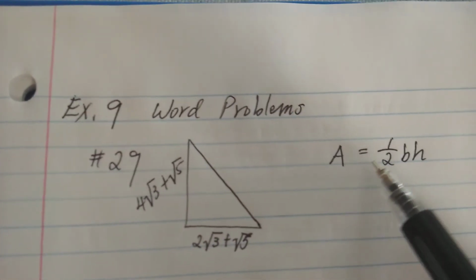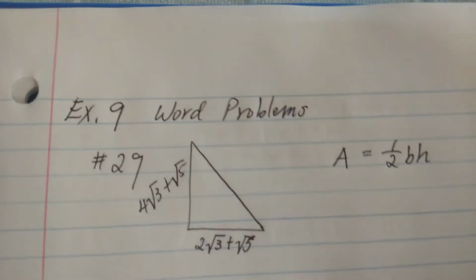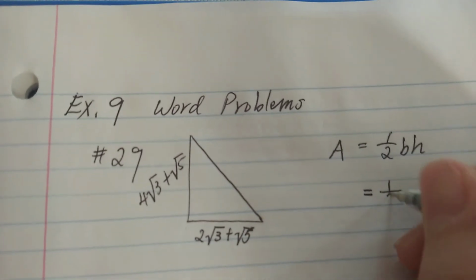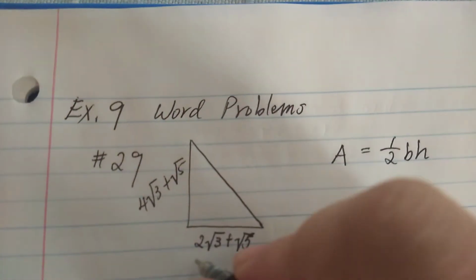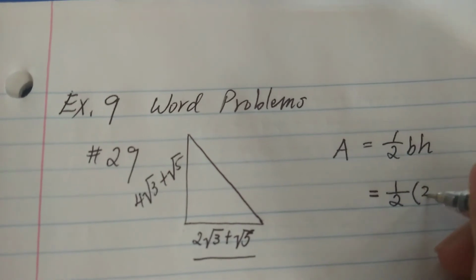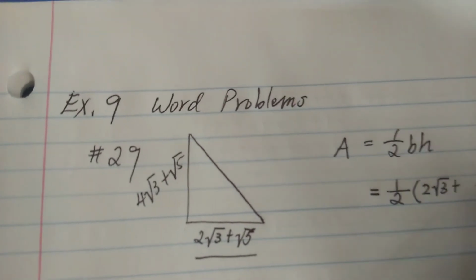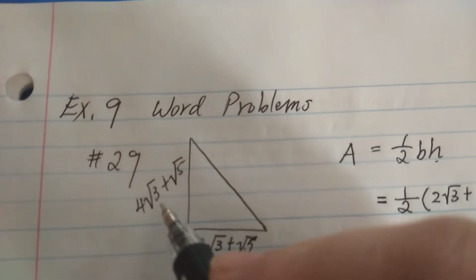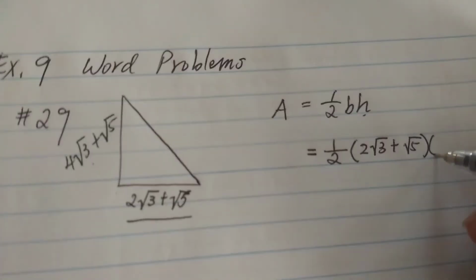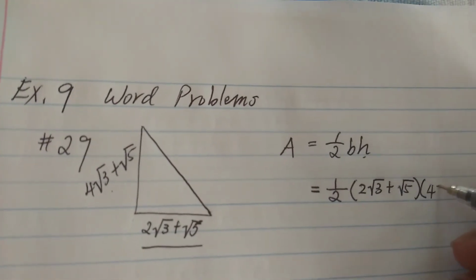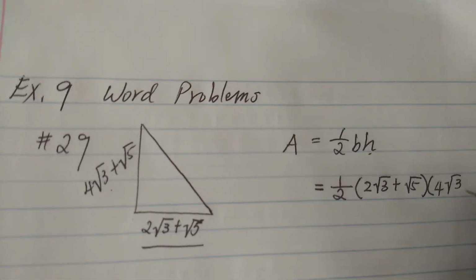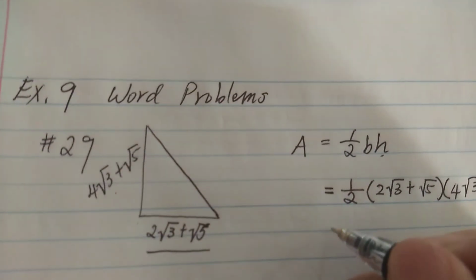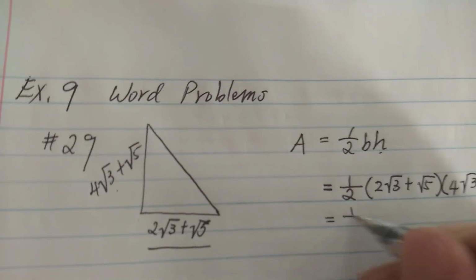The area is equal to 1/2 base times height. So we're going to substitute those two expressions into our formula. For the base, I'm going to use this, which is 2 radical 3 plus radical 5. For the height, we're going to use this expression: parentheses 4 radical 3 plus radical 5.